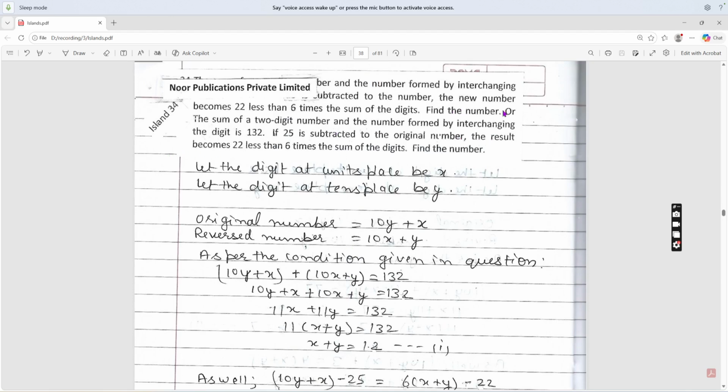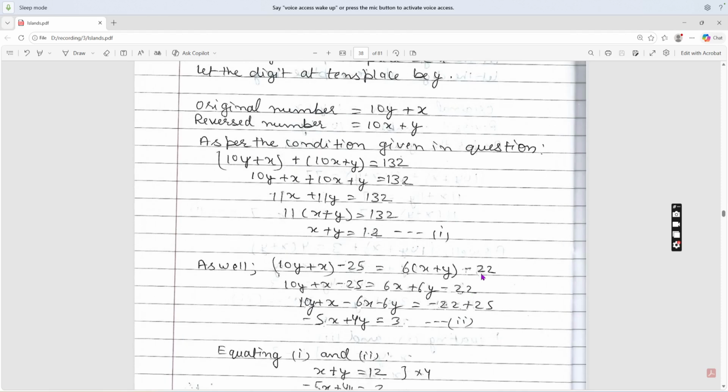Now what are we going to get? The result becomes 22 less than 6 times the sum of the digits. Now 22 less is minus 22, and 6 times means 6 into the sum of the digits. What is the sum of the digits? x plus y. 22 less, that is minus 22. Then 6 times the sum of the digits, x plus y. This is the equation, simple. Now we are going to just open the bracket. 10y plus x minus 25 is equal to 6x plus 6y minus 22.